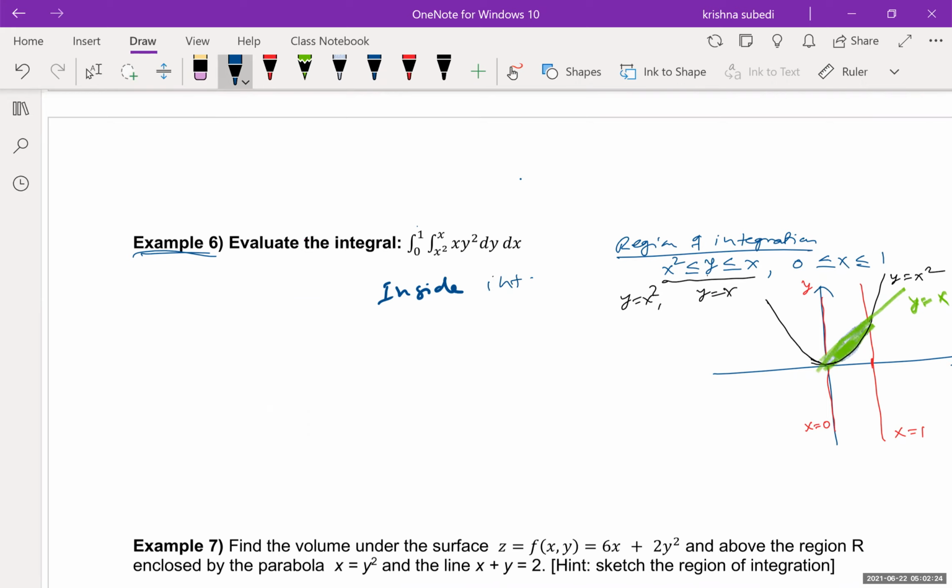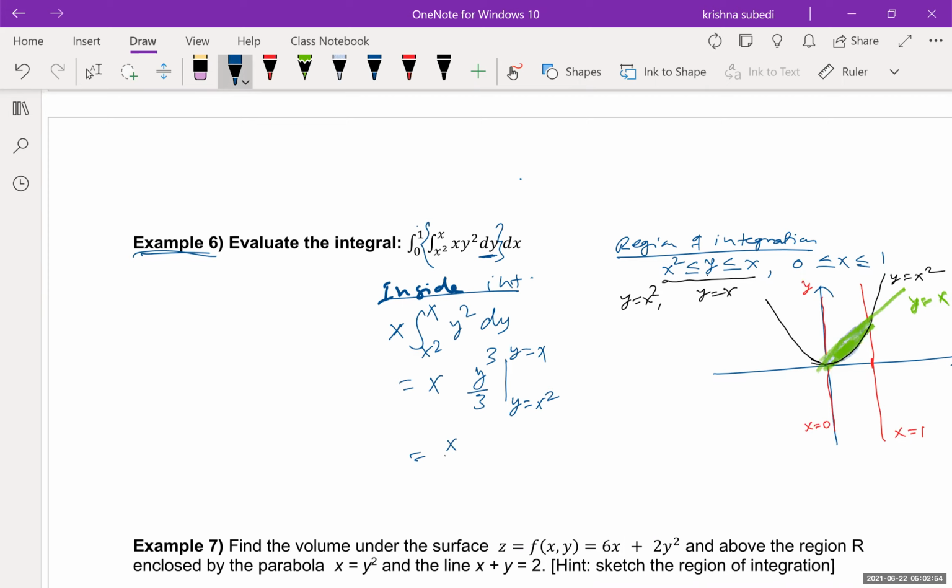Inside the integral, we have x squared to x, x y squared dy. Because we are integrating with respect to y, y is the variable, so I can take x outside. Basically, I'll have x times the integral of y squared dy. The integration of that is y cubed divided by 3, for y equals x squared to y equals x.